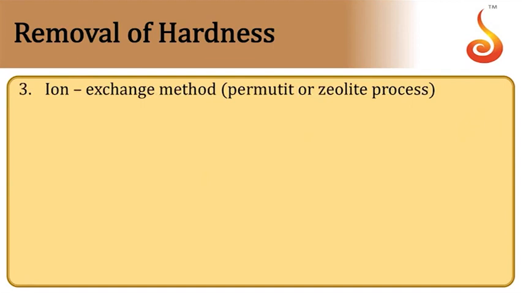Now when it comes to the ion exchange method, which is also called the permutit or zeolite process, it contains sodium aluminum orthosilicate. It can be written in short as NaAlSiO4, sodium aluminum orthosilicate, and can be represented in short form as NaZ.